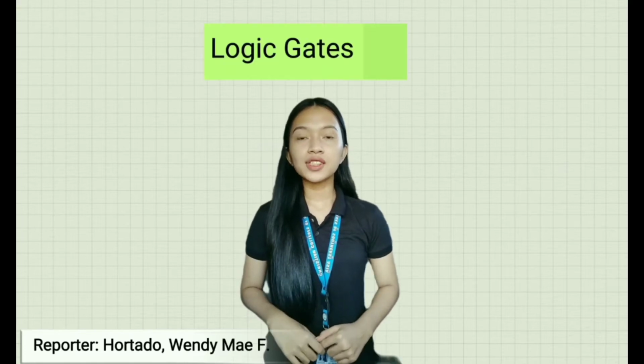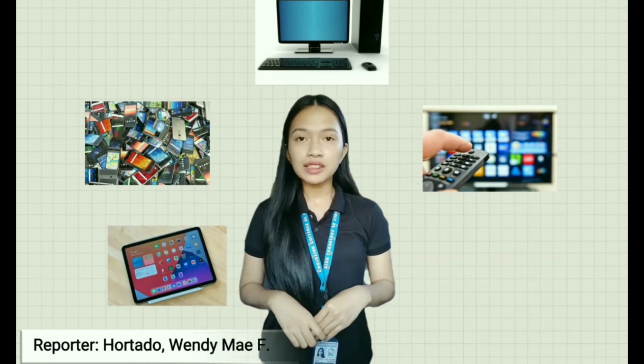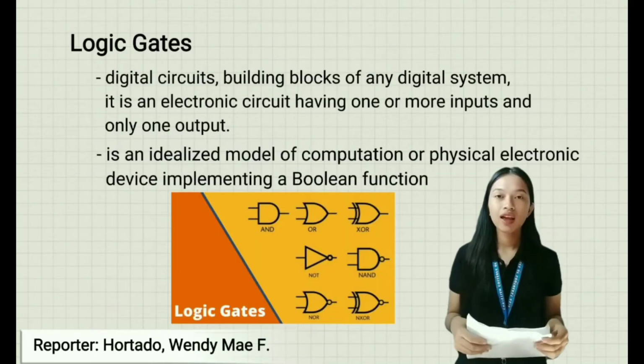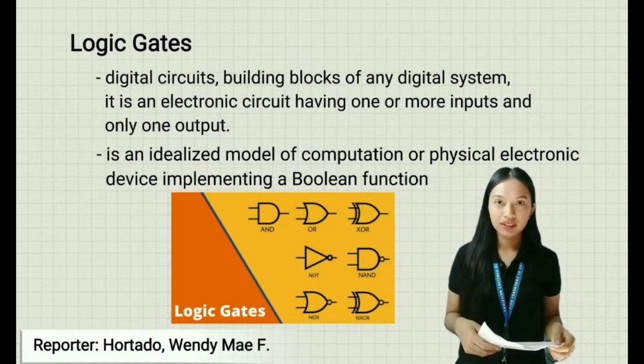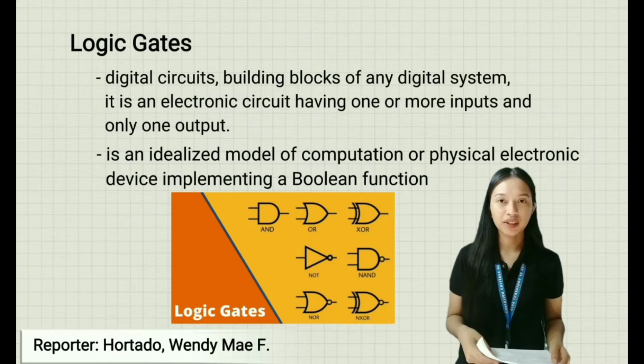Did you know that most of the electronic devices we use today have some form of logic gates? Yes, for example, computers, mobile phones, televisions, tablets, and even memory devices like flash drives, hard disks, and many more. So a logic gate is the building block of any digital system. It is an electronic circuit having one or more inputs and only one output.